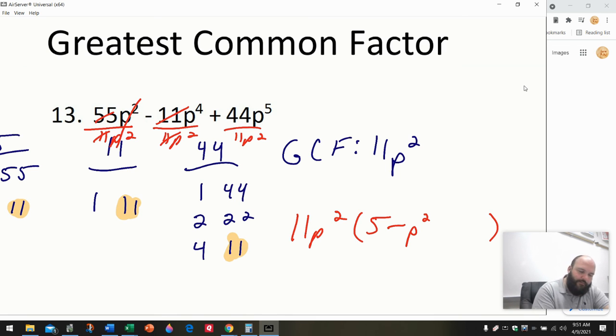Now, lastly, we have 44. There's a plus. Then we have 44 divided by 11, which is 4. We have p to the fifth divided by p to the second. That gives me p to the third. And there's our final answer. 11p squared times the quantity 5 minus p squared plus 4p to the third.